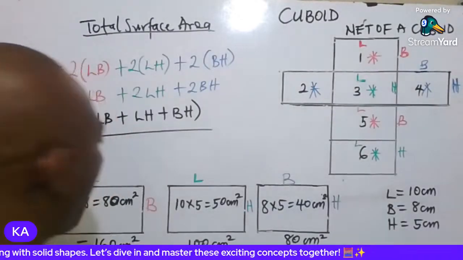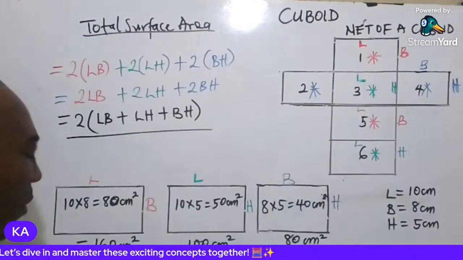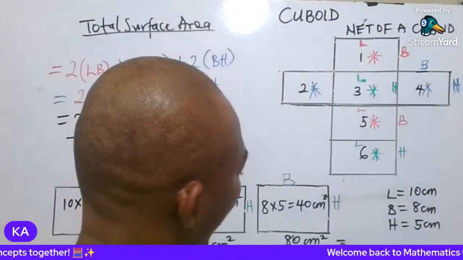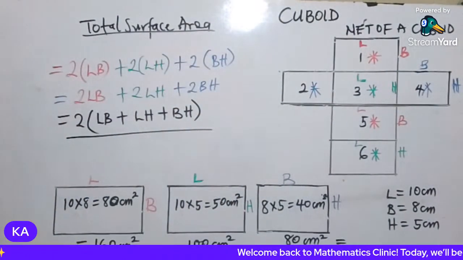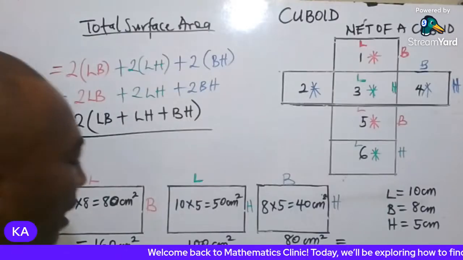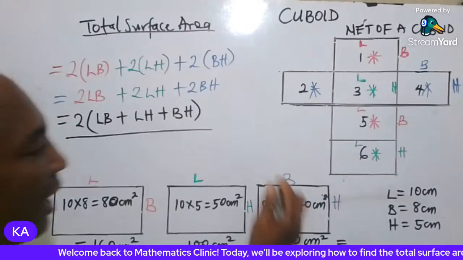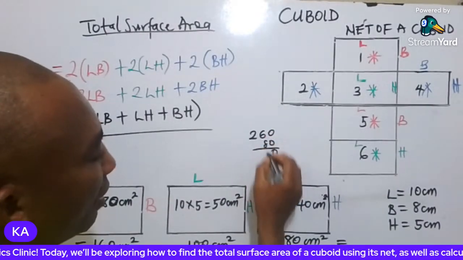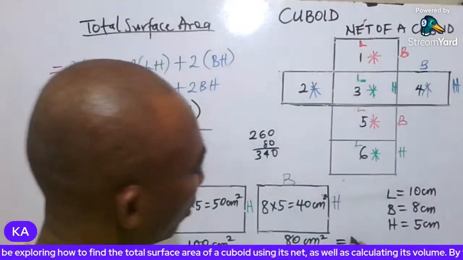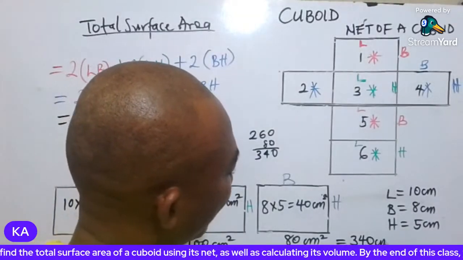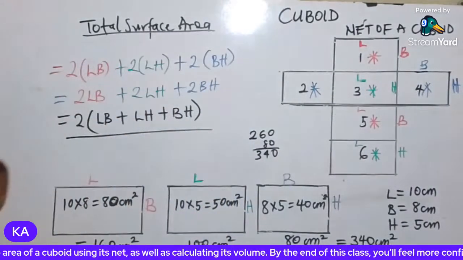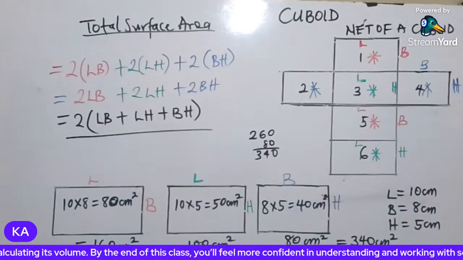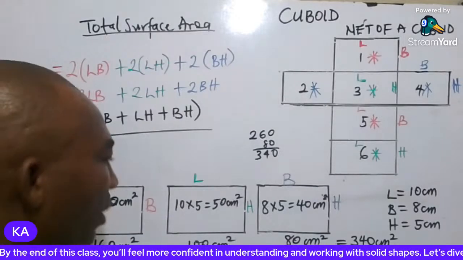So that means I have 160 plus 100 plus 80. So what is that going to give us? Can we add all that together? 160 plus this, that'll be 260. Plus 80. 260 plus 80 will be 340 centimeter square. Let's check that.